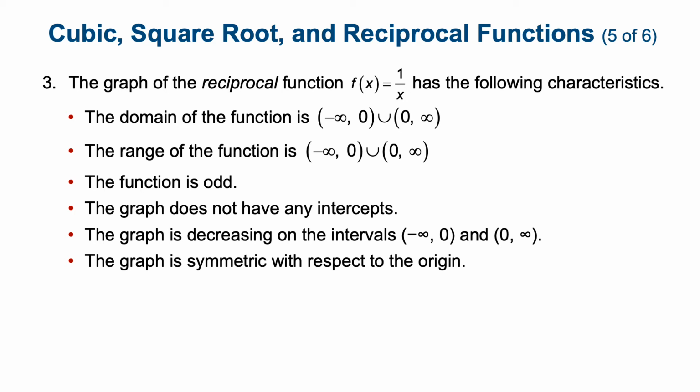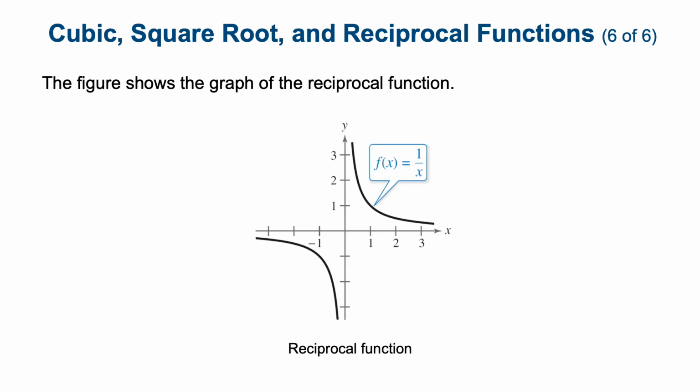Okay? The function is odd, and it does not have any intercepts. See here, it doesn't have any intercepts. And the graph is decreasing from negative infinity to 0 and from 0 to infinity. And it's symmetric with respect to the origin. So you might think, whoa, what does this look like? Well, let me do it. Okay, so here it is, 1 over x, right? So if you get a negative 5, it's negative 1/5.